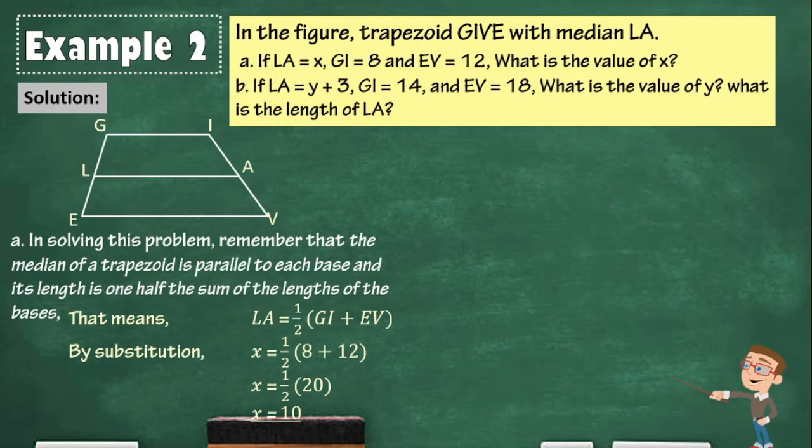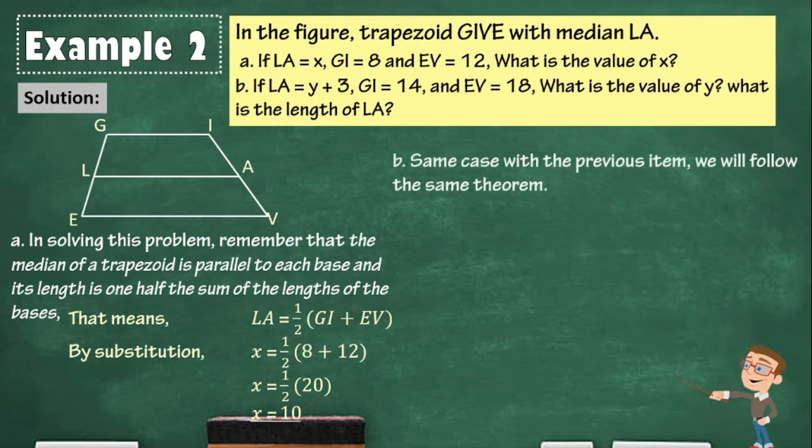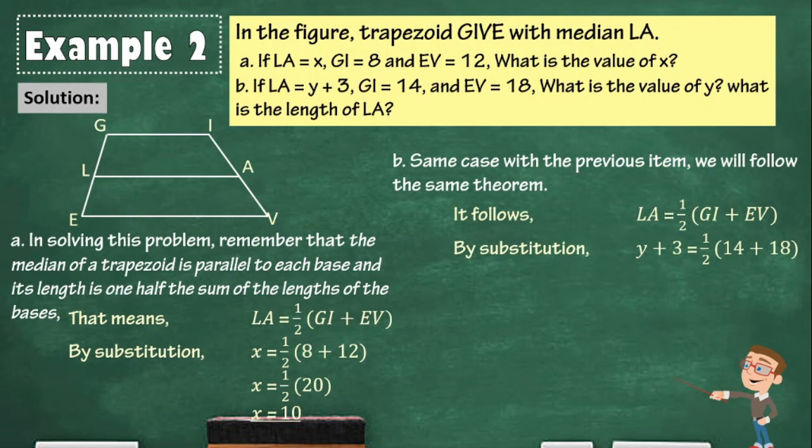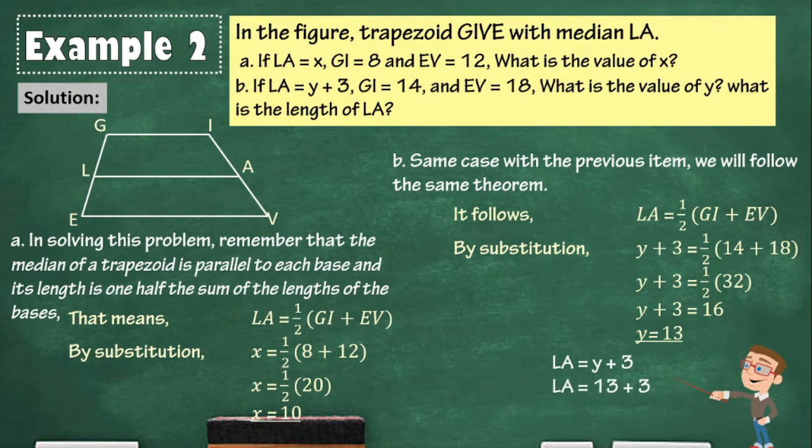Let us have letter B. Same case with the previous item, we will follow the same property. So it follows that y plus 3 is equal to 1/2 times the sum of 14 and 18. Manipulating our equation, y will be equal to 13. And what is the length of LA? Since LA is given by y plus 3, we just need to substitute our value of y. So with that, LA is equal to 16.